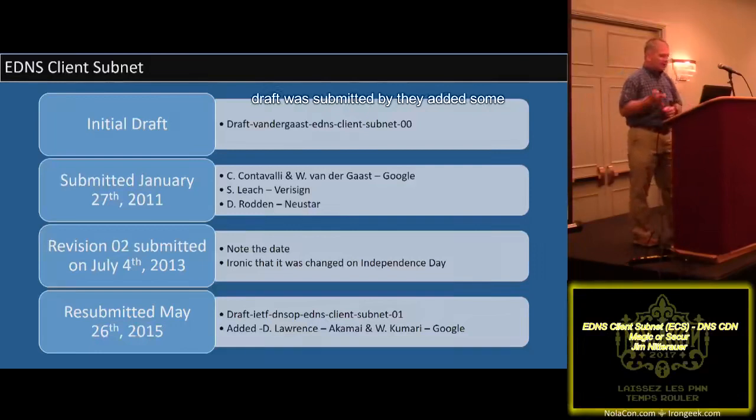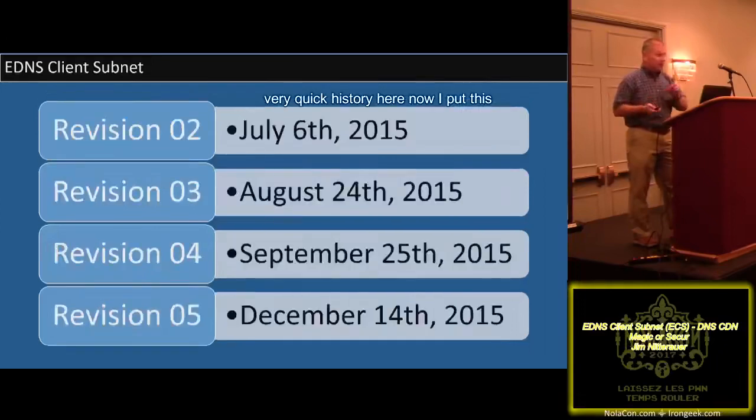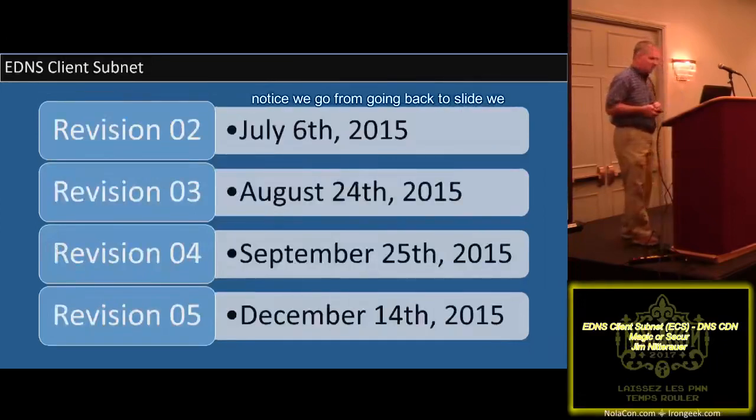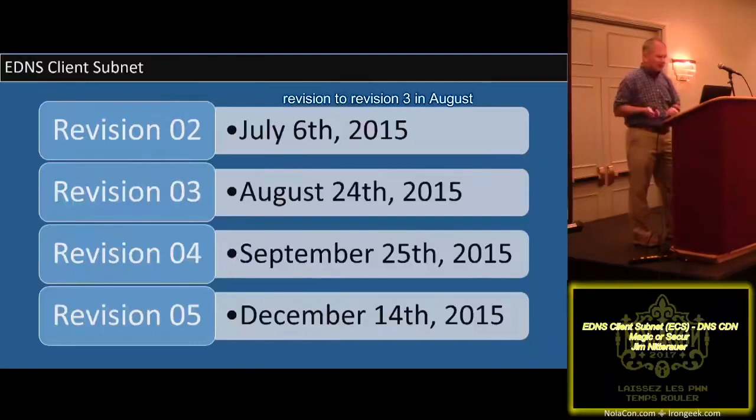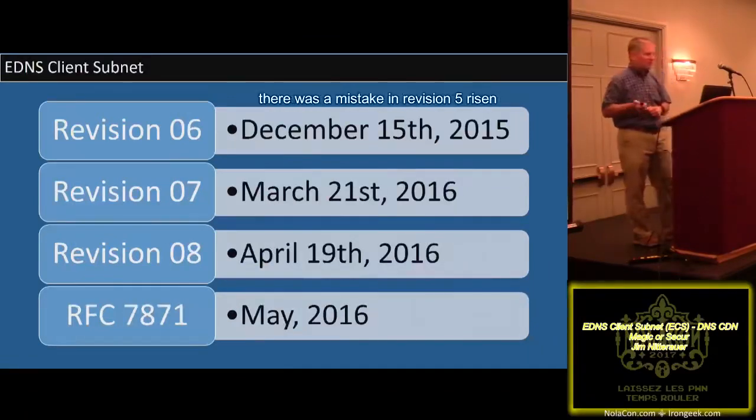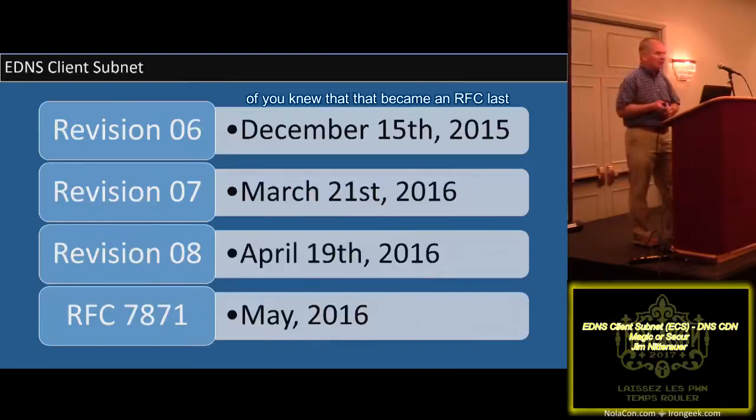The next draft was submitted in 2015, and they added some people from Akamai. There's a very quick history here. Now, I put this in here because I want you to take notice. We go from 2011 to 2015 having the second draft put in, right? So it took 4 years. Now all of a sudden, July 6, 2015, revision 2, revision 3 in August, revision 4 in September, revision 5 in December, revision 6 again in December. There was a mistake in revision 5. Revision 7 came out in March, 8 in April, and the RFC was passed in May of 2016. How many of you knew that that became an RFC last year? Nobody, right?